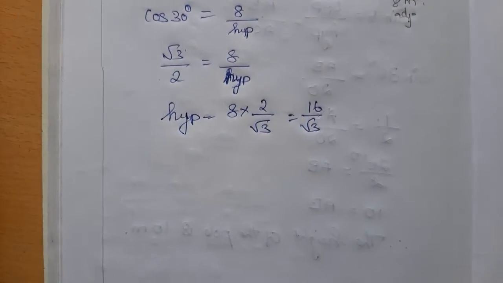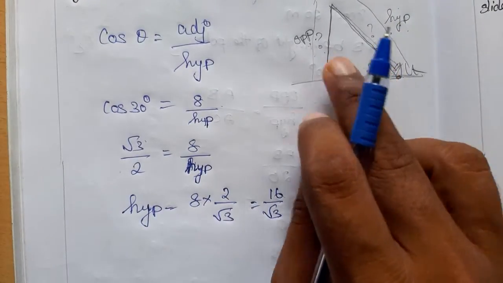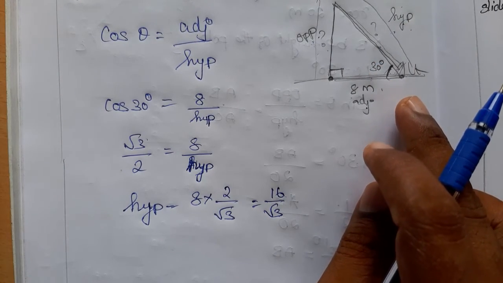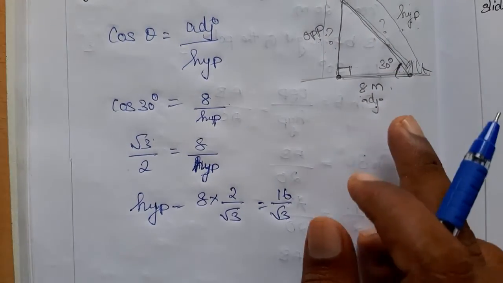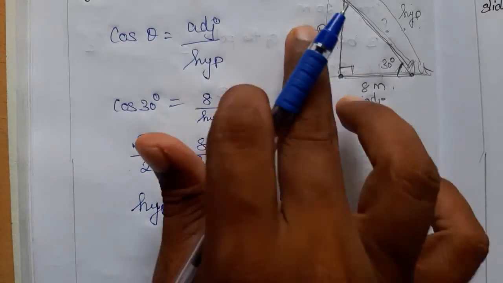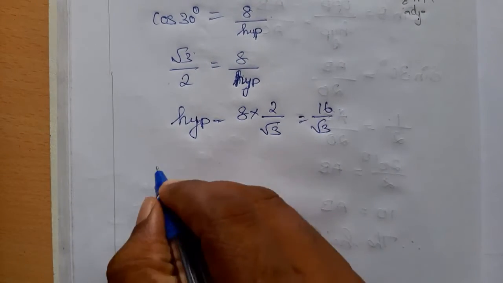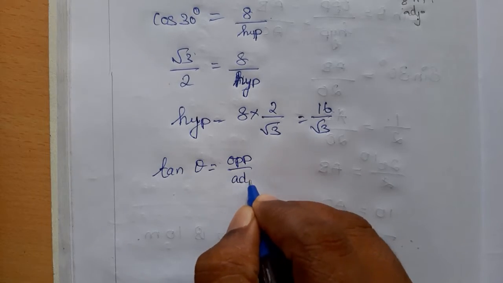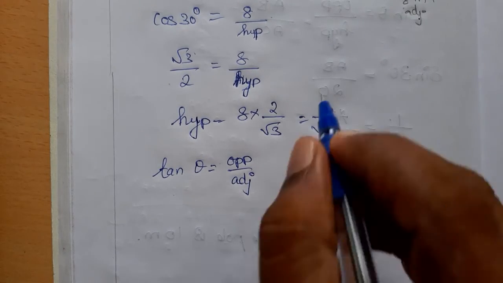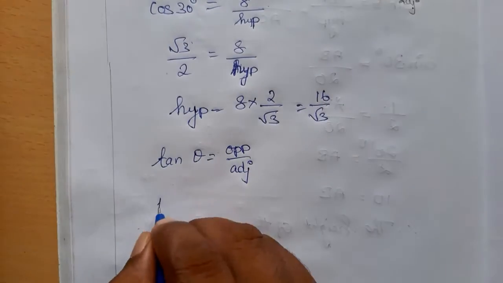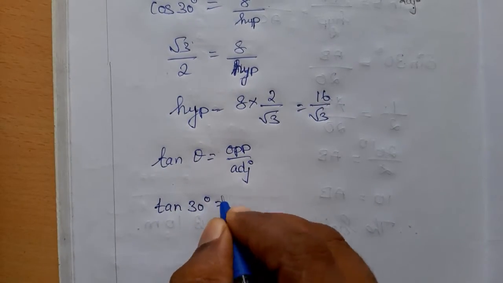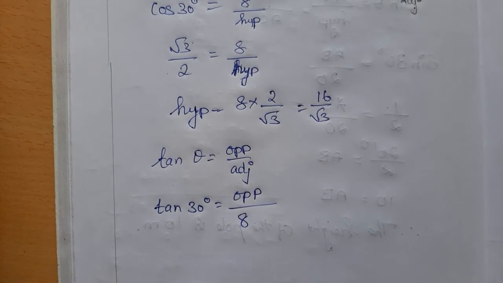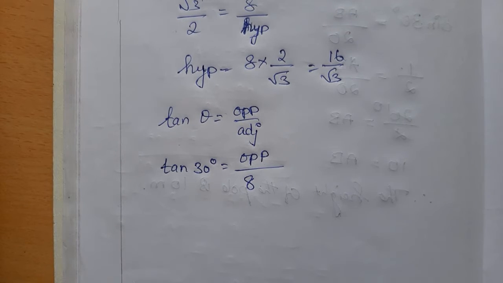Because we have to find the opposite and add both the opposite and hypotenuse sides, right? Opposite side we can find by sine, and we know the hypotenuse value, so we can apply that. Otherwise, even with tan we can find it. Tan connects the opposite and adjacent, right? So tan theta is equal to opposite by adjacent. Here theta is 30 degrees. So tan 30 degrees is equal to the opposite, which we have to find, by adjacent, which is 8, right?